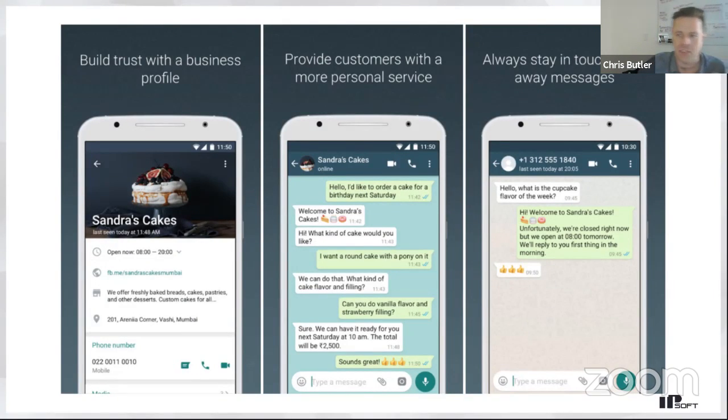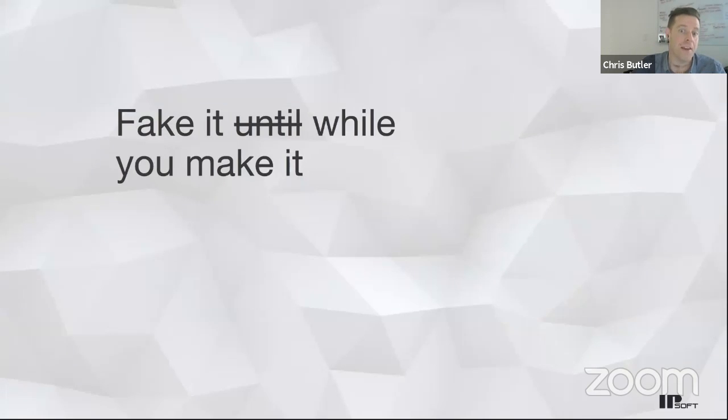And so we were able to test not only the interface, like, is this the right way for us to do it, but also the actual metrics, things like that. And it really is about faking it while you make it, right?